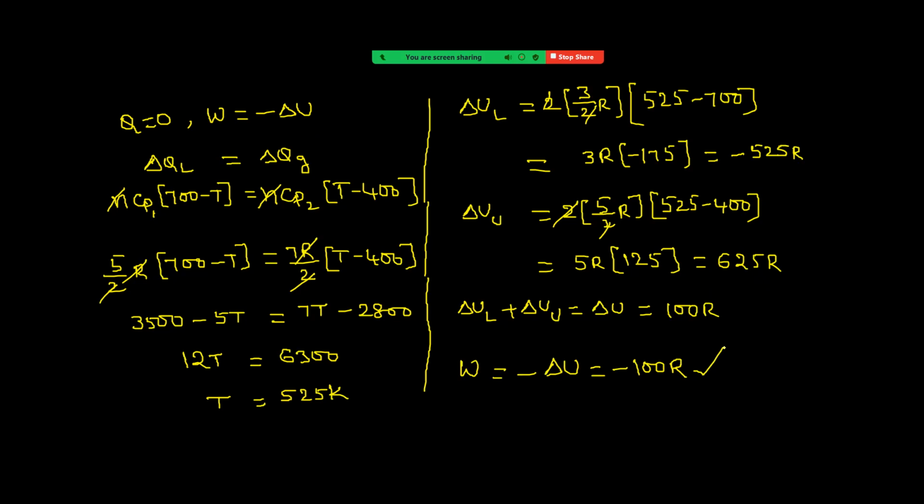I hope you got clarity. In the previous one, the partition was fixed. That's why lower is constant volume, upper is constant pressure. But in the second case, the piston is free to move, so both are constant pressure. That's why we have taken n Cp delta T for both.